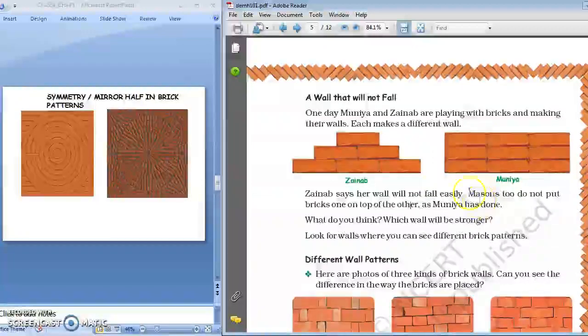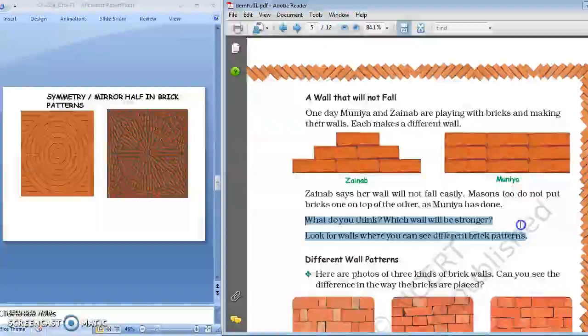So that is why Zainab's wall was stronger as compared to Munia's. So this was the question.